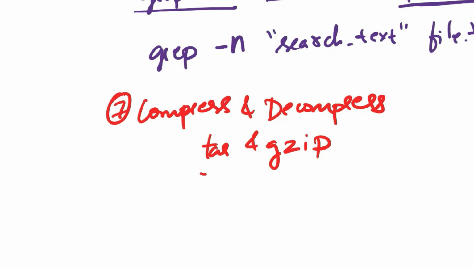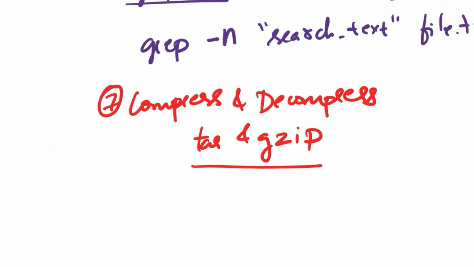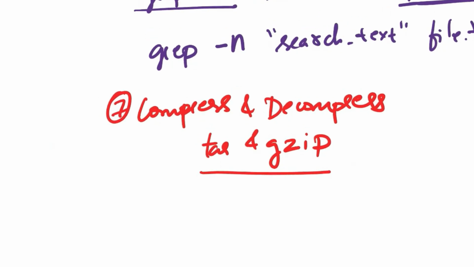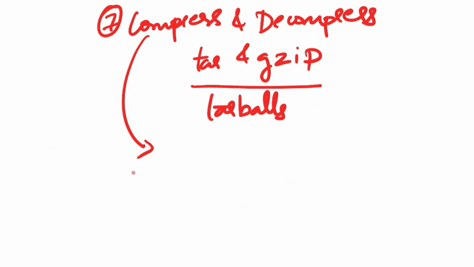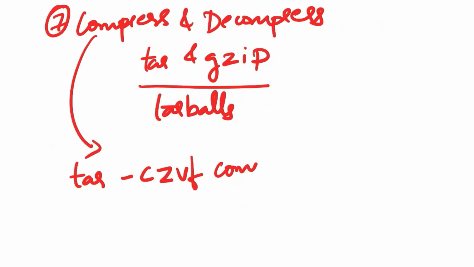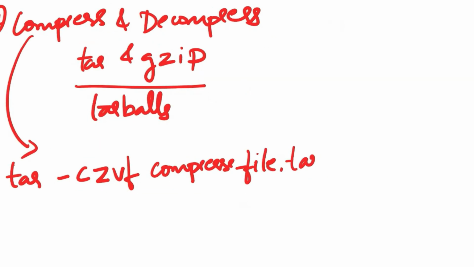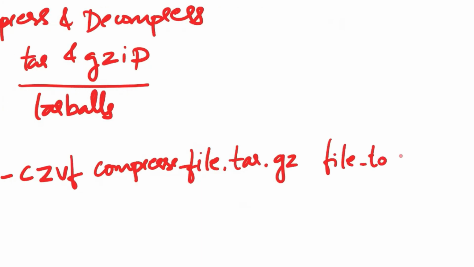Next question. How do you compress and decompress files or directories in Linux using tar and gzip? The combination of these tools allows you to create compressed archive files, often referred to as tarballs, and extract files from them. Let's see the basic commands for compression and decompression. First, let's talk about compression. To compress, you can write tar -czvf compressed file.tar.gz and then the file to compress.